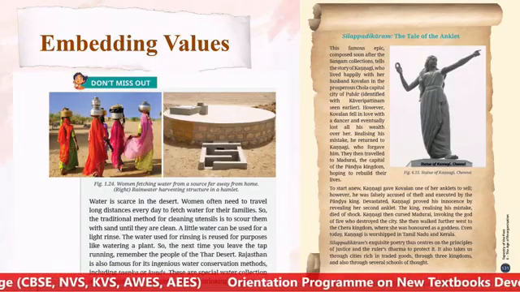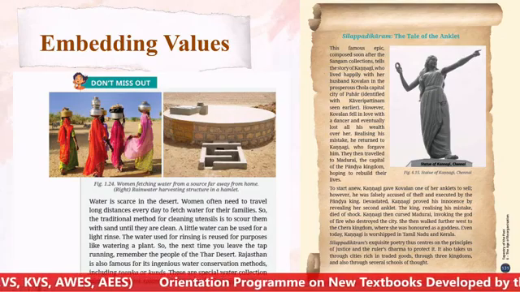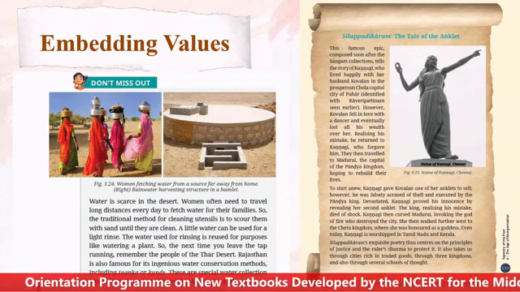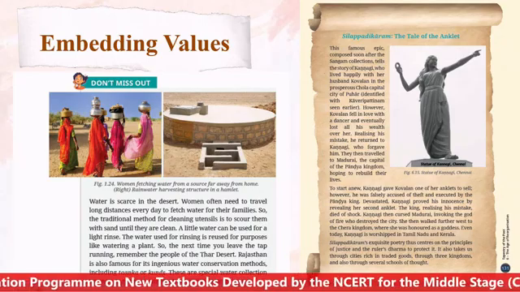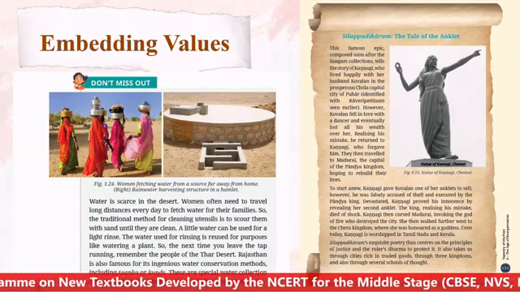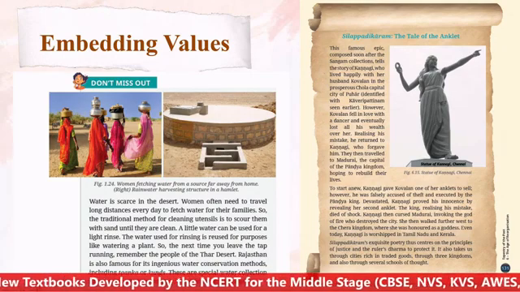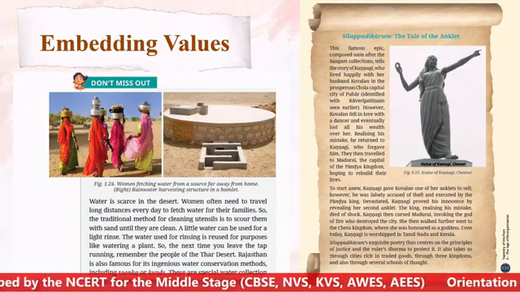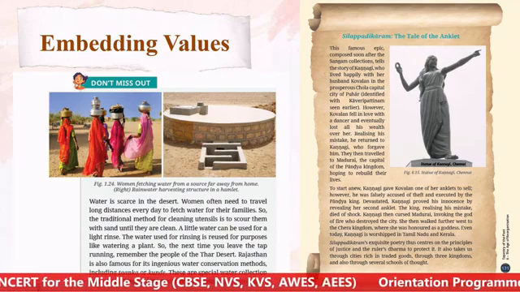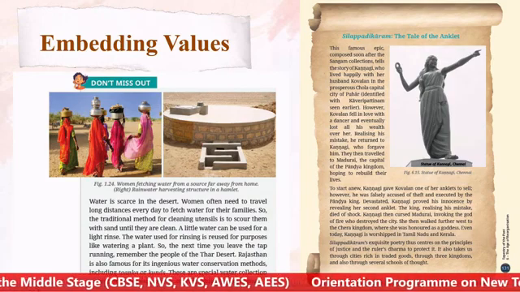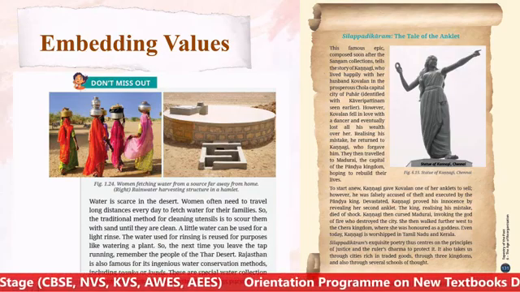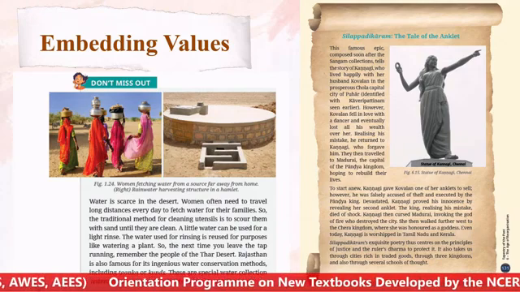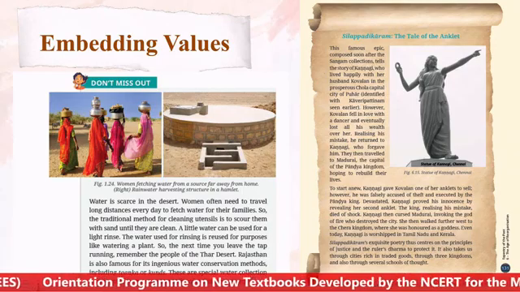Then our textbooks also have many values embedded in them. You can see this embedding of values across chapters. Like in our geography chapter, we are talking about Rajasthan, where women are going a long way to fetch water. So here we are trying to tell students that we need to save water. So in a way we are trying to tell them about the conservation of water, so that water is not wasted.